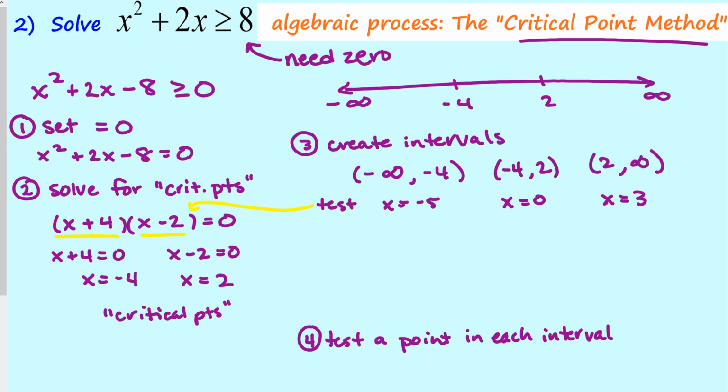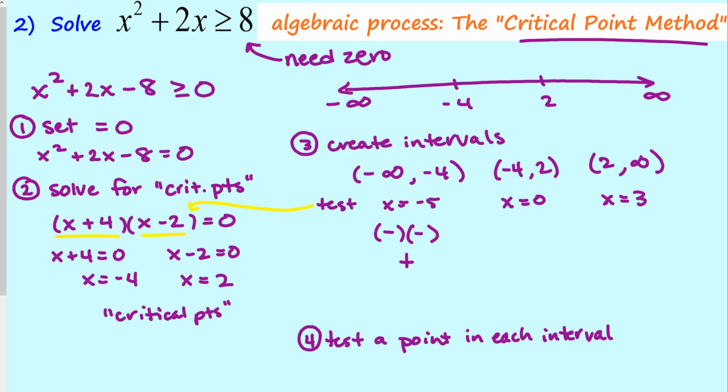So let's take -5, our first test number, plug it in for x into the first factor. -5 plus 4 is negative. That's all we need to know. We don't need to know the number, we just need to know it's negative. And then plug -5 into the second factor. -5 minus 2 is negative. Negative times negative is positive. So that was our test. We're going to analyze the results in just a minute.